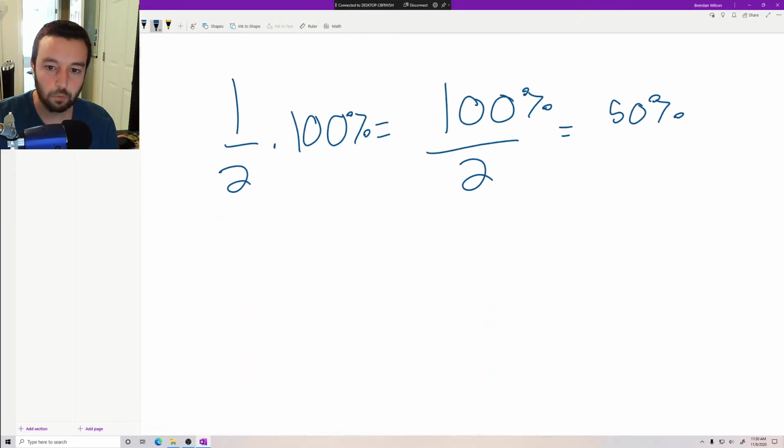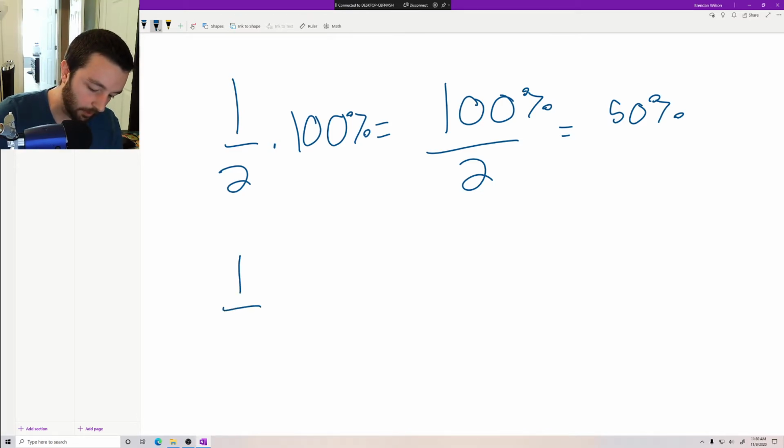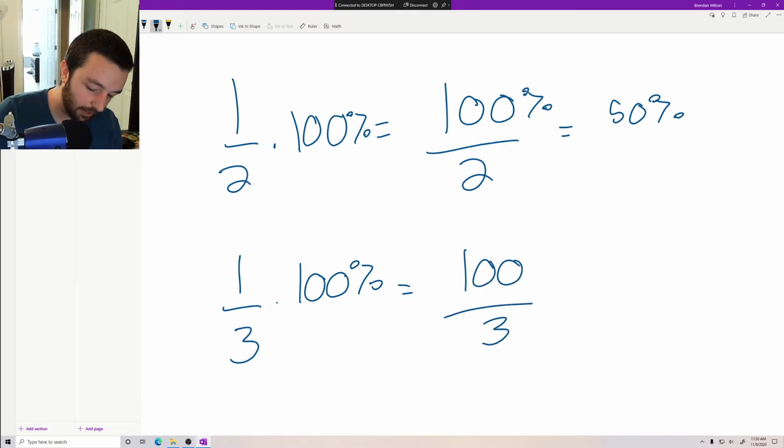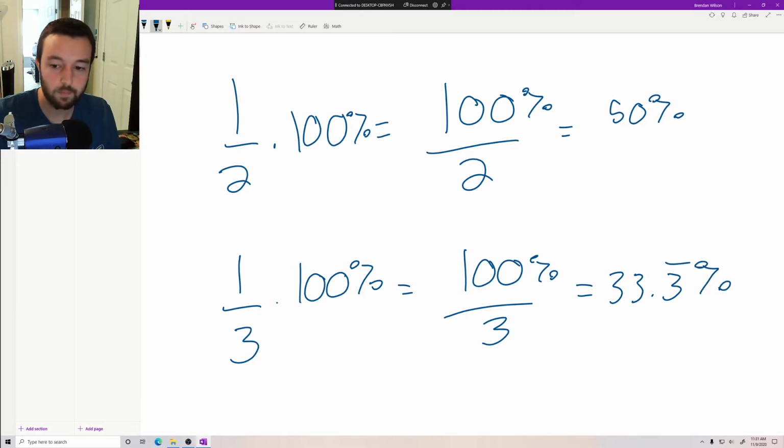What about 1/3? Okay, 1/3 times 100%. Well, this is going to be 100 divided by 3. And if you do this, you could throw it in a calculator if you want at this point. When we do that, we're going to get 33.3 repeating percent. And that's exactly what we would do.